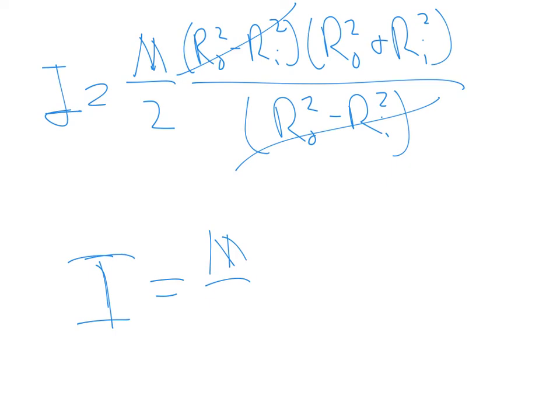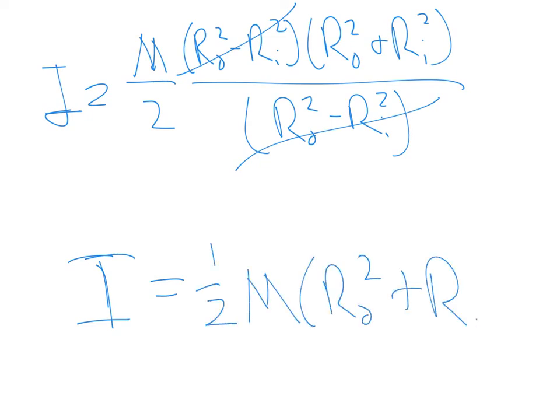Actually, I don't like that. Let me write it differently, just to draw the parallel to how a solid cylinder looks. It's 1/2 m times r outer squared plus r inner squared, which is really interesting.